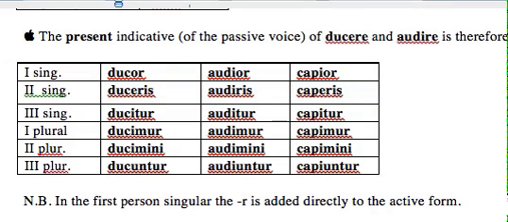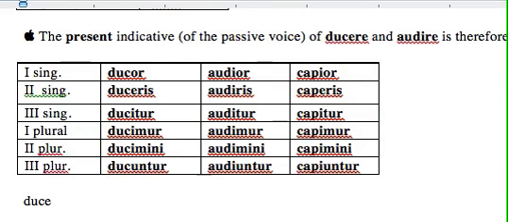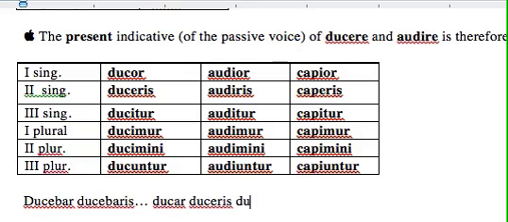The imperfect and future instead are regular. So the imperfect is ducebar, ducebaris, ducebatur, ducebamur, ducebamini, ducebantur. The future is ducar, duceris, ducetur, ducemur, ducemini, ducentur.